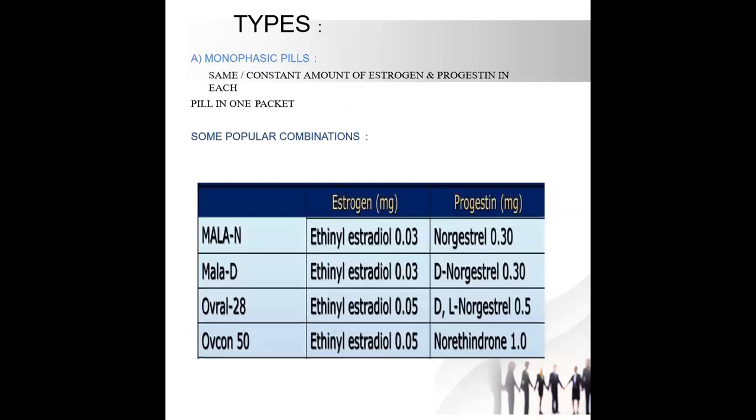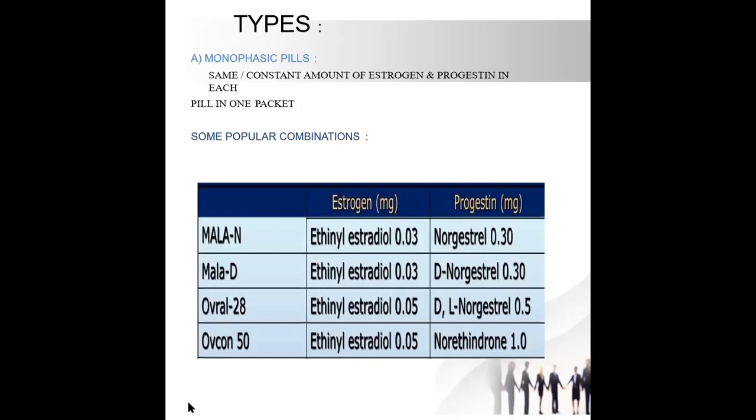Okay, now when you talk about the various types of combined oral contraceptives, we have monophasic pills, and these monophasic pills are containing the same or constant amount of estrogen and progestin in each pill in one packet. And there are some popular combinations you can see here, which are being marketed and very much used across the country. That is the Mala N, Mala D, Oral 28, and Ovcon 50. So all these preparations have the estrogen and progestin combinations.